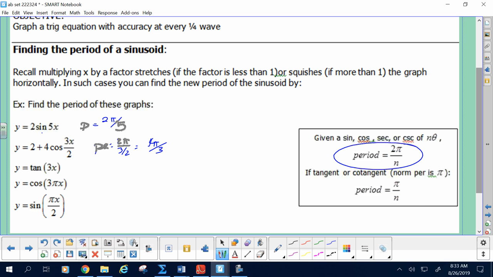Now for tangent and cotangent, the normal period is not 2 pi, it's pi. It goes through a full cycle. And then likewise, you're going to change the coefficient if there's a stretch factor. So in tangent or cotangent, you take the normal period of pi divided by the coefficient. And so this wave would have a period of pi over 3. Do the other two real quick, and we will move on.